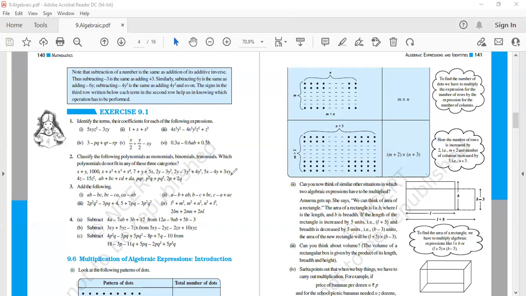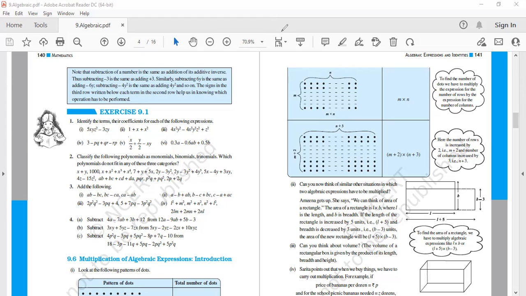Yesterday we discussed the concept of algebraic expressions, polynomials, and types of polynomials in like and unlike terms. Further, we will continue with the addition and subtraction of polynomials. Let me discuss these things with the help of some questions which are given in the exercise. So let's move on to exercise 9.1.